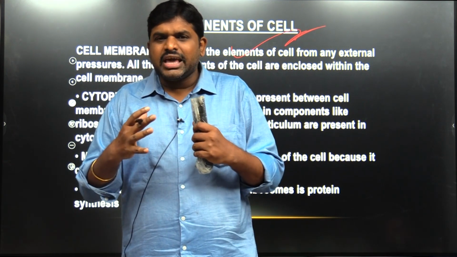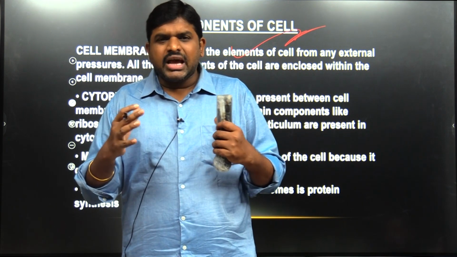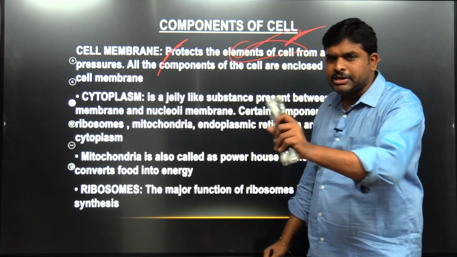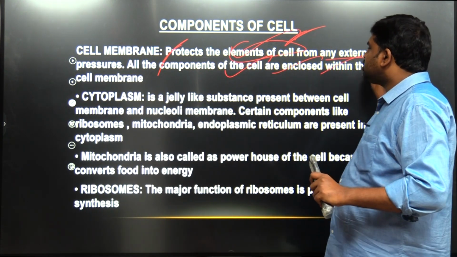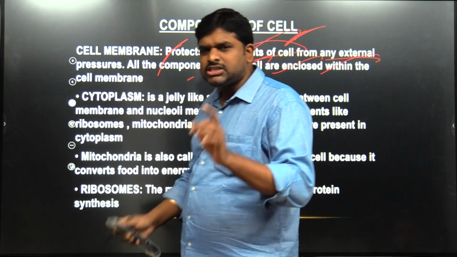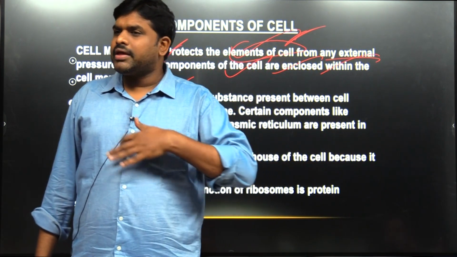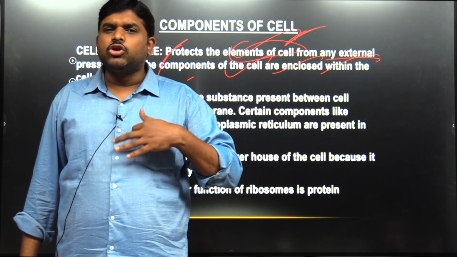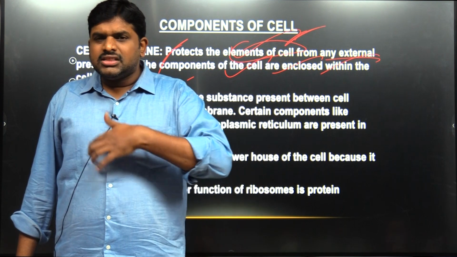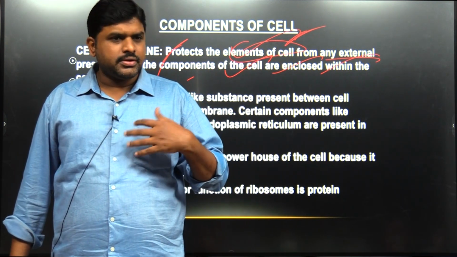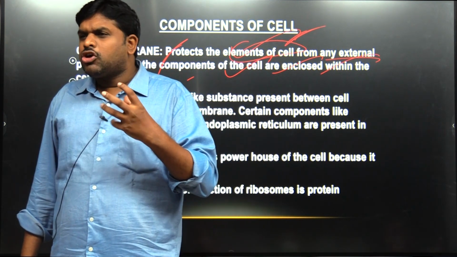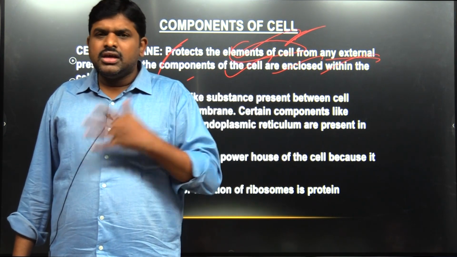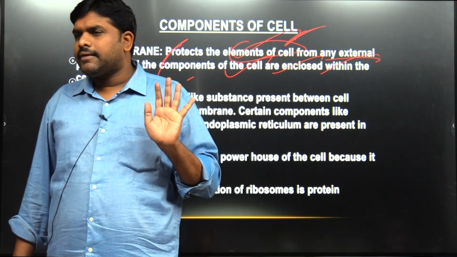The cell membrane acts like a shock absorber. It protects the elements of the cell from any external pressures. All the components of the cell are enclosed within the cell membrane. So, the first important component is the cell membrane. If any external shock or push is there, it is stopped by the cell membrane.